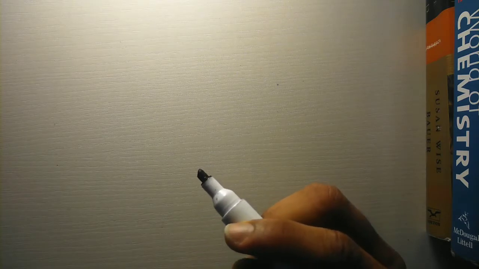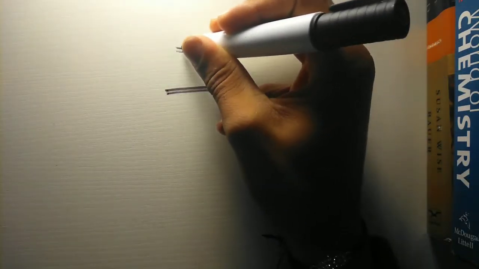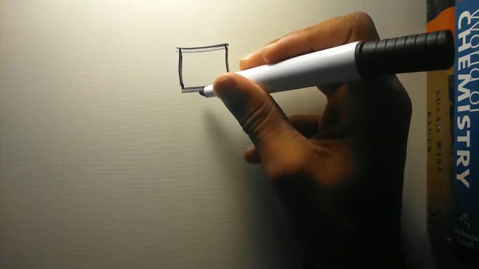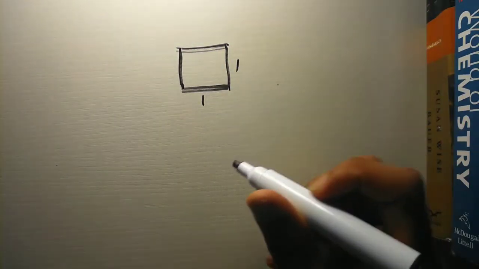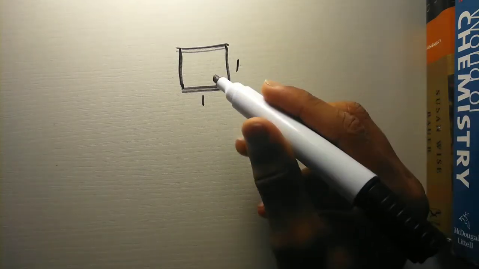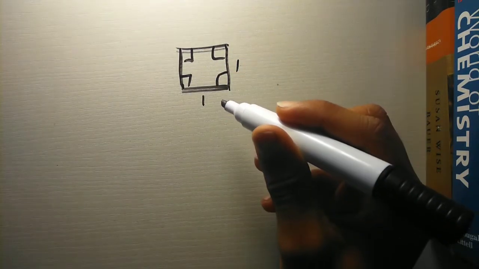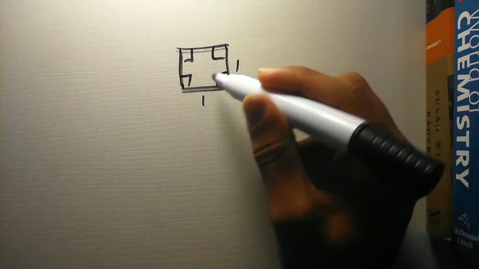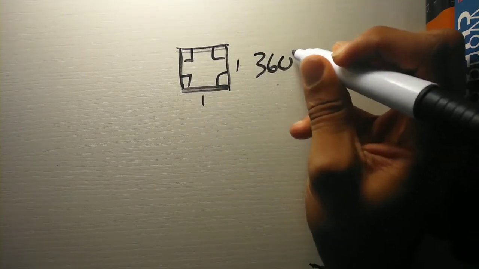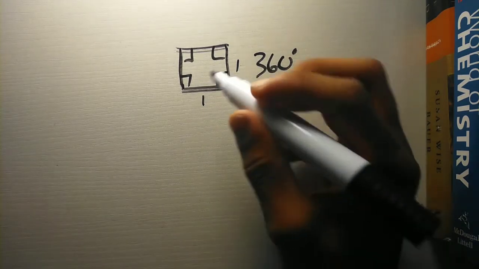Let's start by looking at a square. Your standard square. Alright, let's say each of these side lengths are 1 as a reference point. That won't matter for now. But we know that a square is comprised of 4 corners, right? Each equaling 90 degrees. 90 plus 90 plus 90 plus 90 equals 360 degrees. So we can safely say that a square is equal to 360 degrees, right?